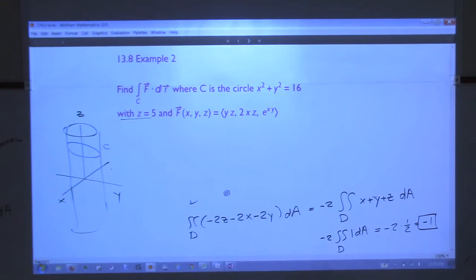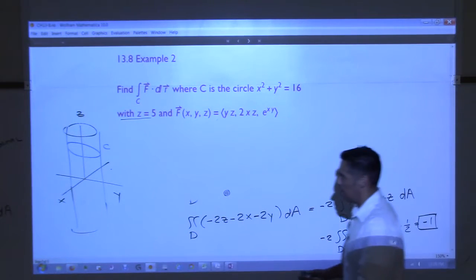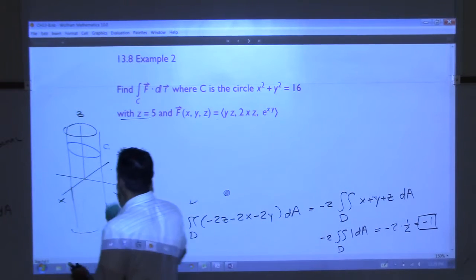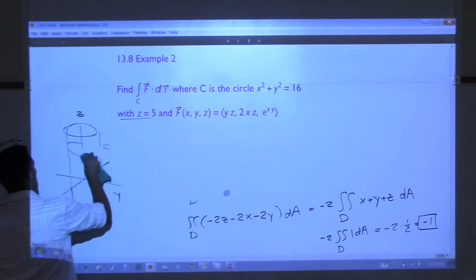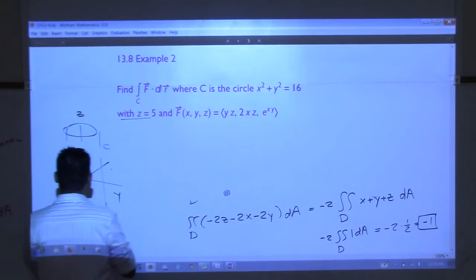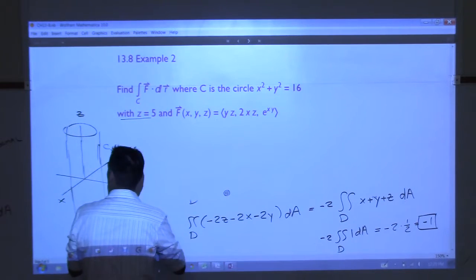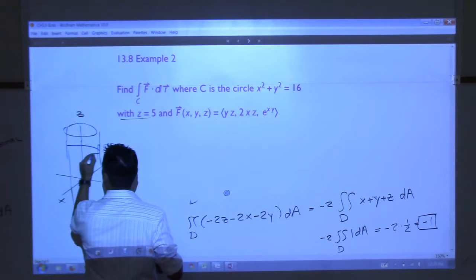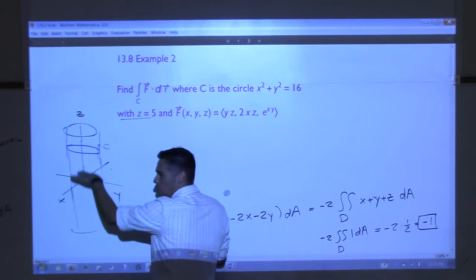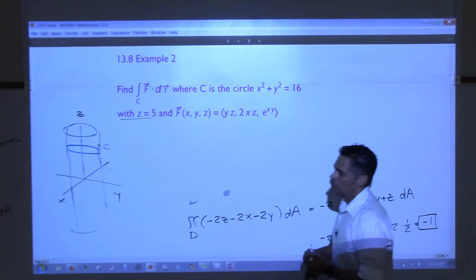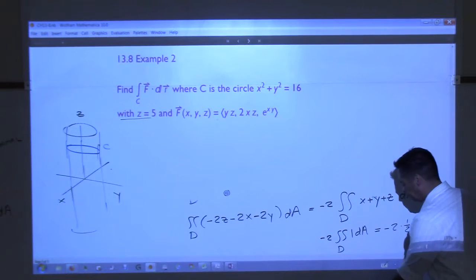It's not really tilted that much. I don't know why I tilted that like that. Z is 5. That means it's flat, right? So it's parallel to the xy plane. Okay, so that's our curve C.